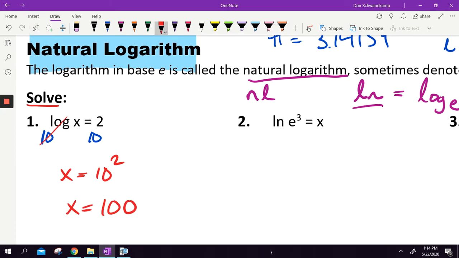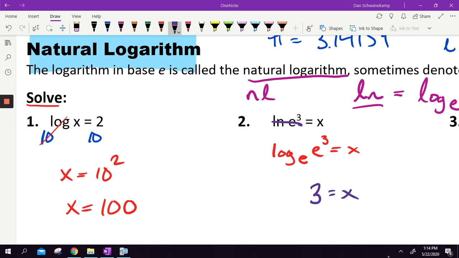Number 2, natural log of e to the third is equal to x. Well, think about what this means. Natural log means log base e of e to the third is equal to x. We know that log base e and e to a power are opposites of each other. They're inverses. So when you see natural log of e, and e, they're going to cancel each other out, leaving you just the number 3 is equal to x.